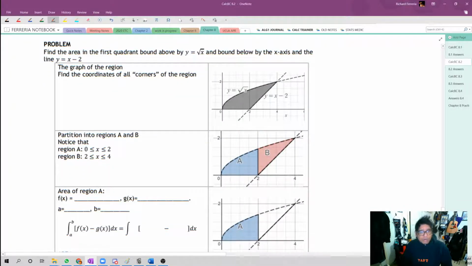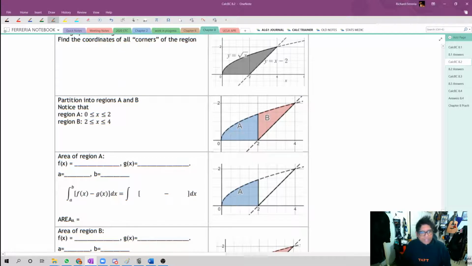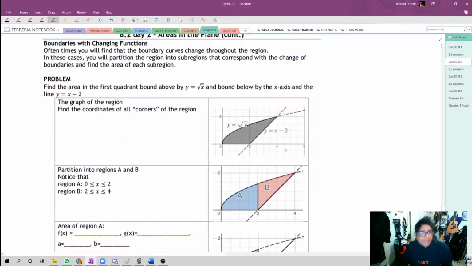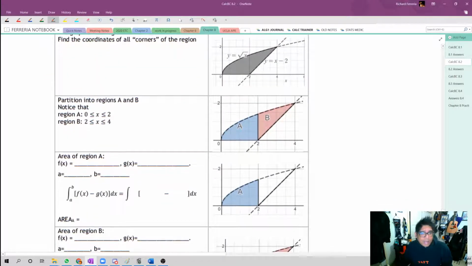But if you would rather, we can turn this into two subregions over here, region A and region B. Now region A goes from 0 to 2, and then region B goes from 2 to 4. So now let's just look at region A. In region A, that top curve there, and I'm forgetting, it is root x. And the bottom curve is 0 because it's the x-axis.